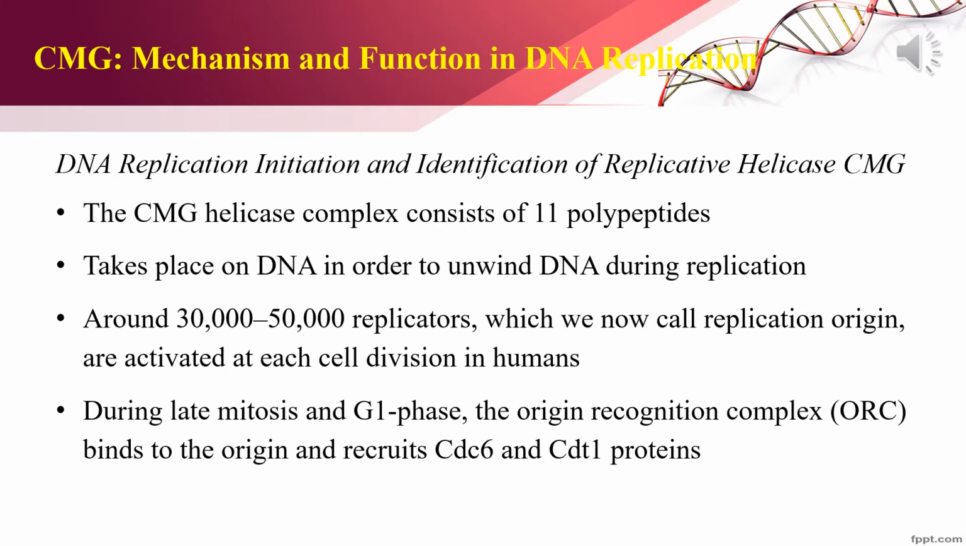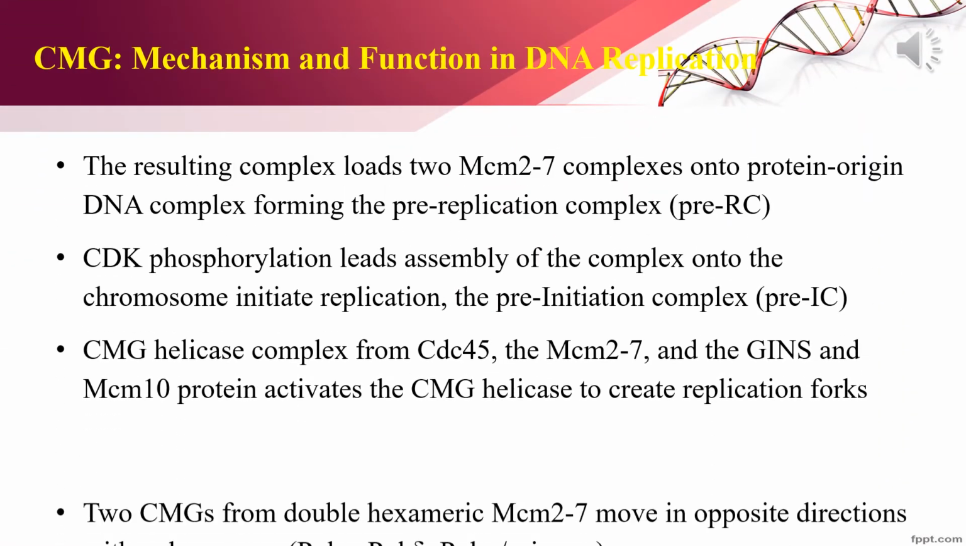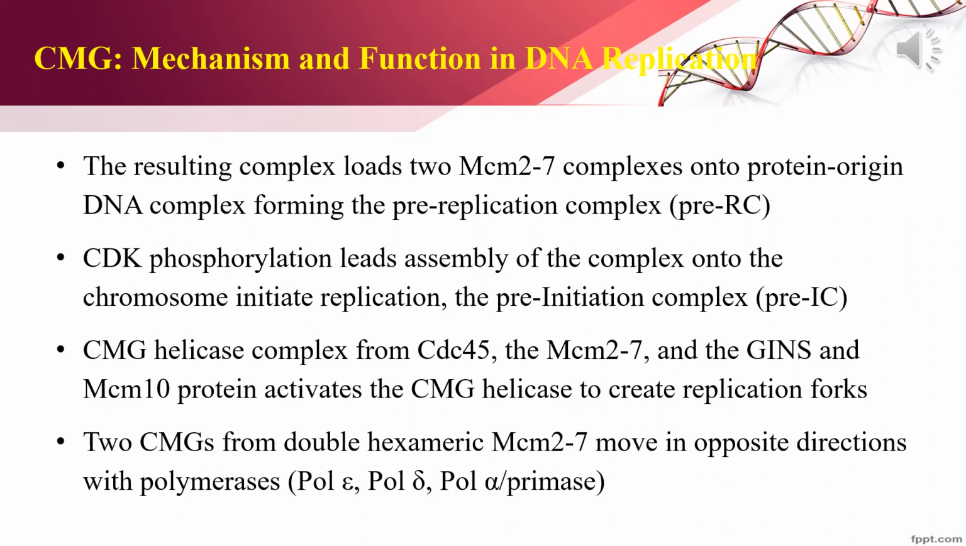During late mitosis and G1 phase, the heterohexamer origin recognition complex (ORC) binds to the origin and recruits CDC6 and CDT1 proteins. The resulting complex then loads two MCM2-7 complexes onto the origin DNA, forming the pre-replication complex, pre-RC.